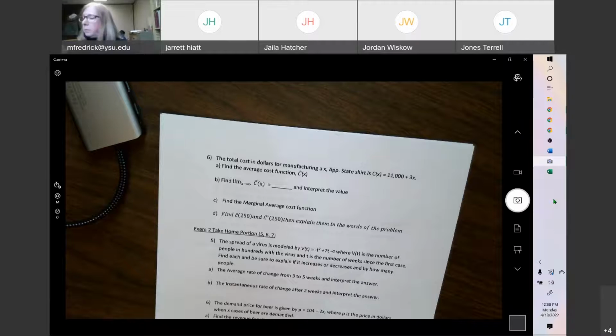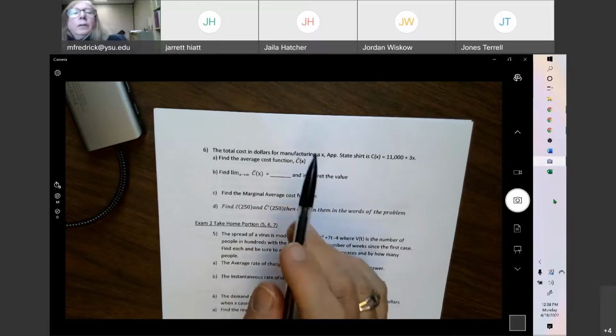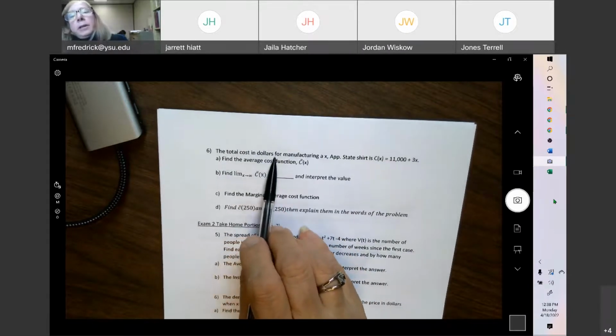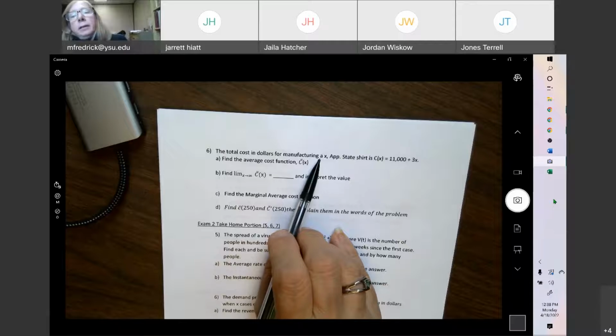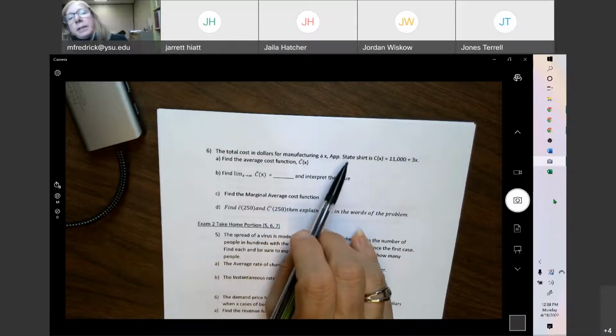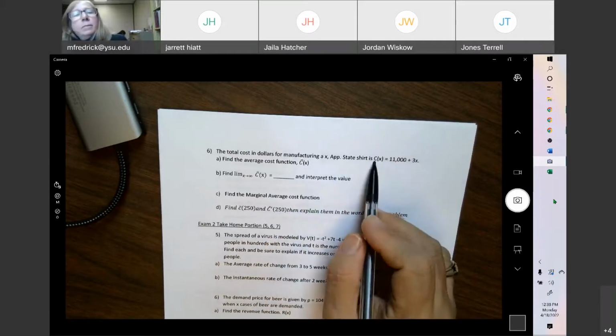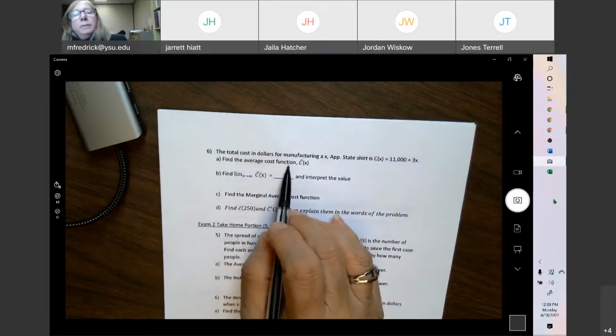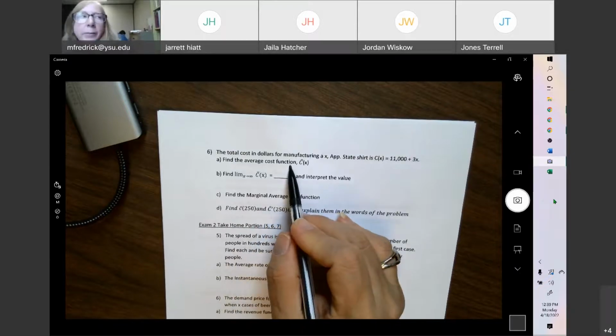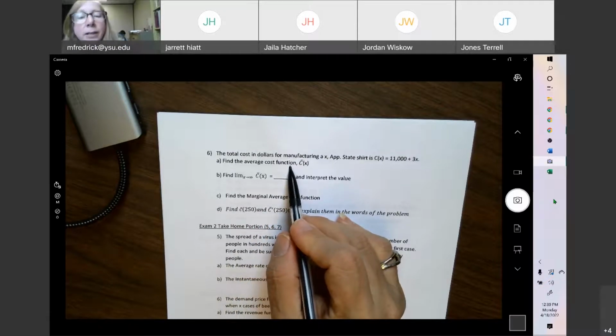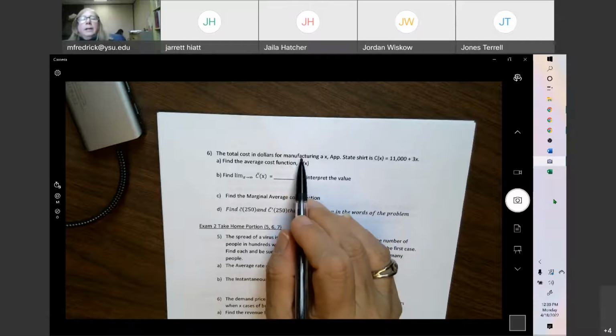Number 6. The total cost in dollars for manufacturing X App State shirts is this. Find the average cost function. How do we find the average cost function? Anyone? Remember, it has a line over it.